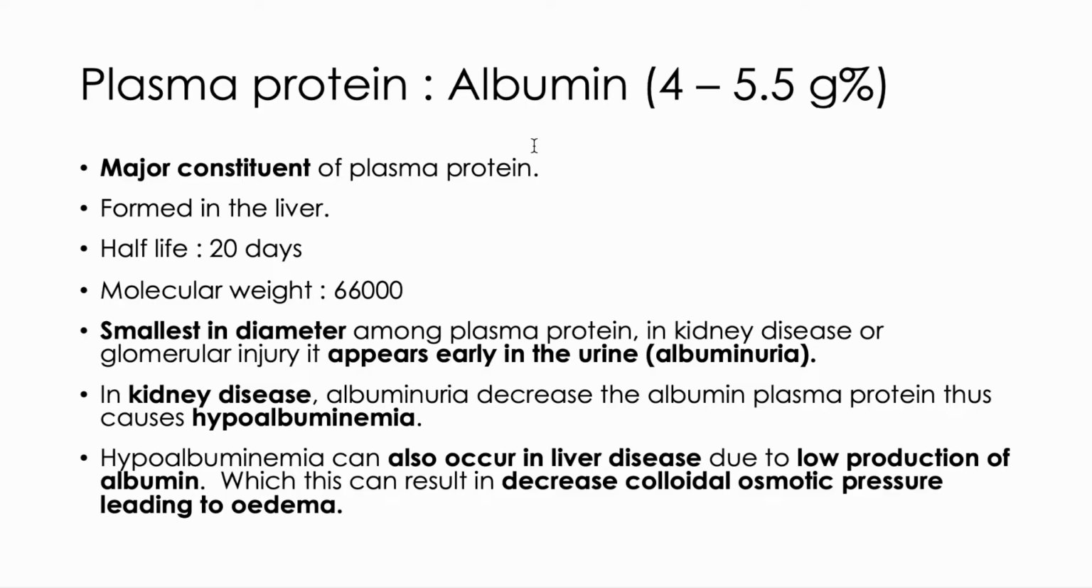So we have the albumin, and its half-life is 20 days, and its molecular weight is 66. If you take a look at the diameter of the albumin, it's actually not a big protein, but the majority of the protein is there. It means there is a lot of it, but it is not the biggest protein. So it has the smallest diameter, and if let's say a person has kidney disease, as I mentioned earlier, this albumin can be lost into the urine.